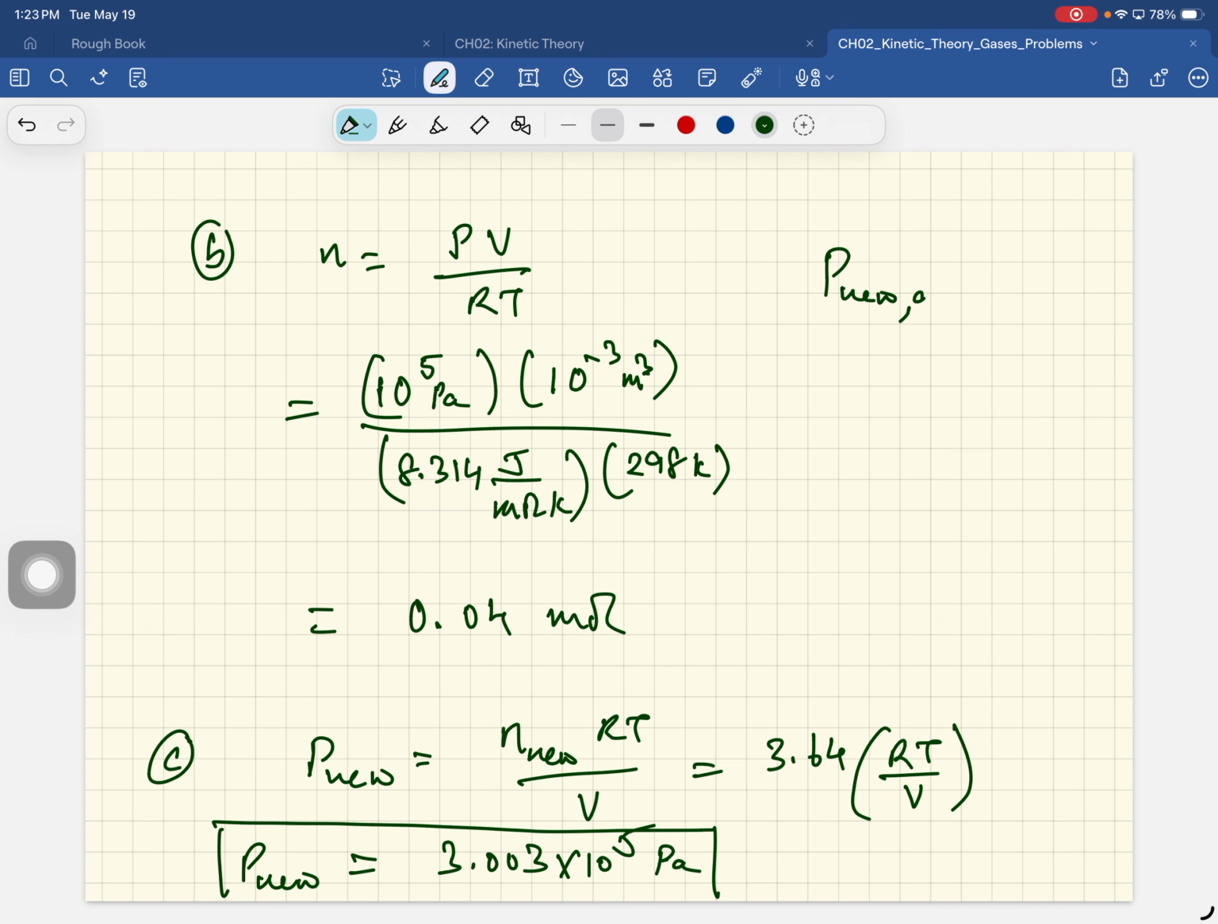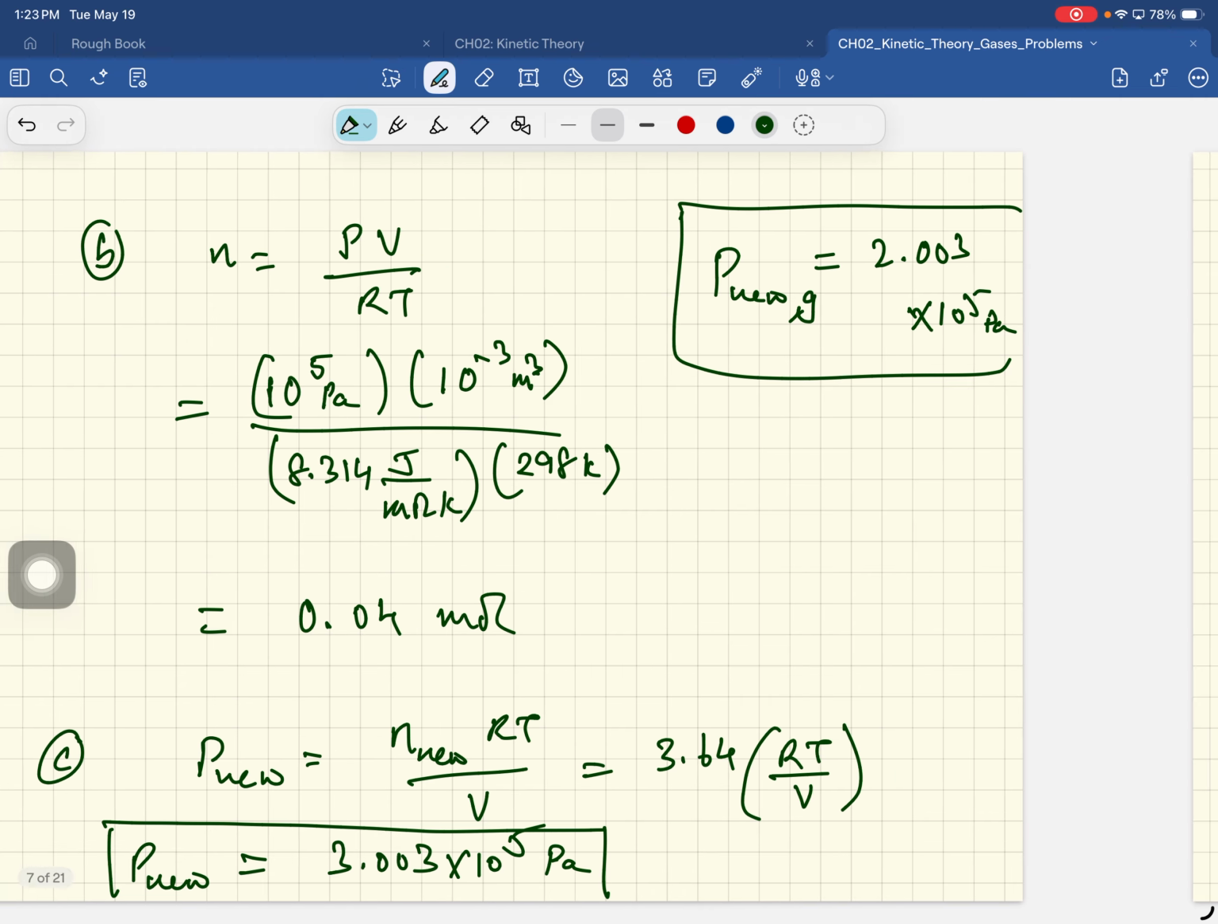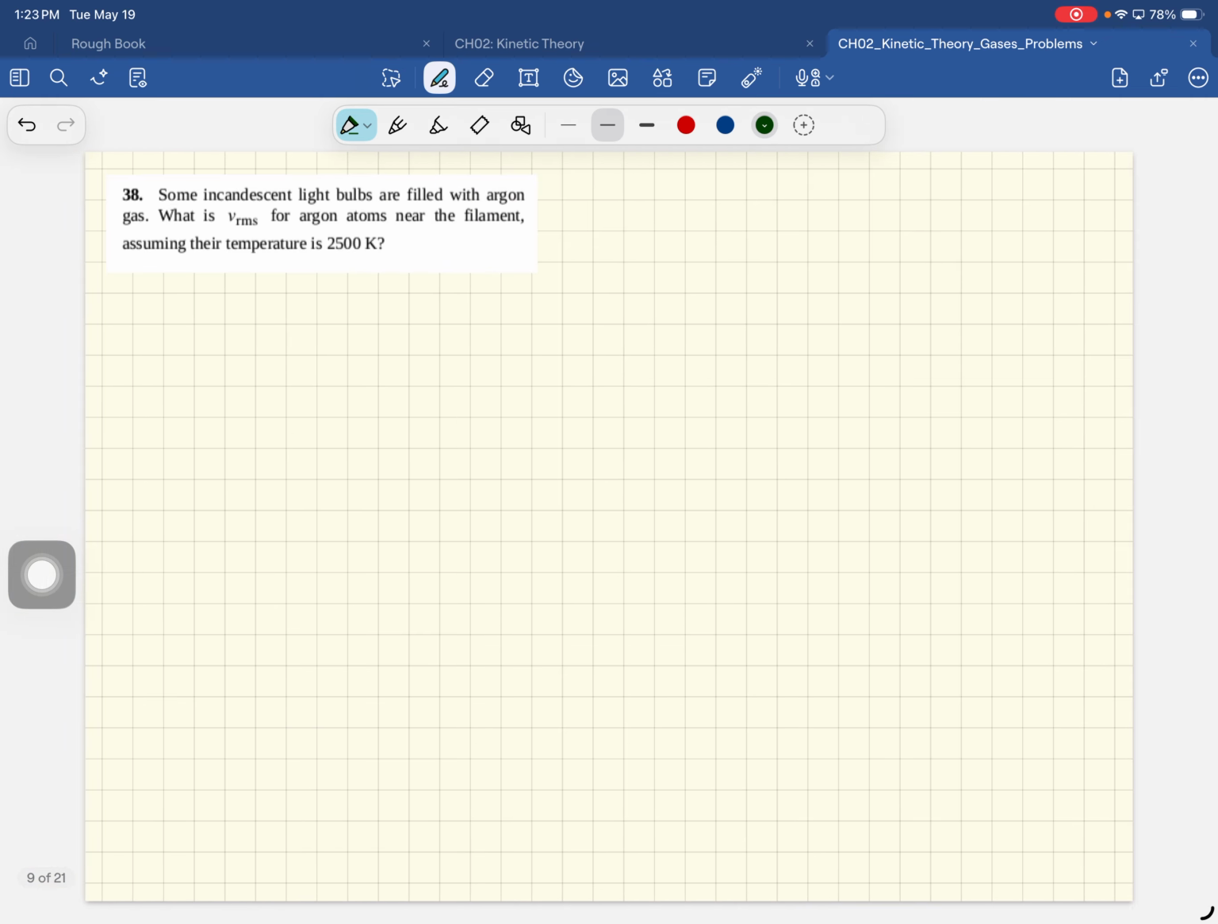470 pascals, 10 to the power 5. And so the percentage Ni over N total, if you want to find the percentage, you just multiply that by 100.